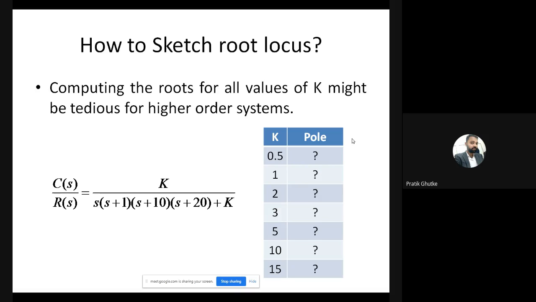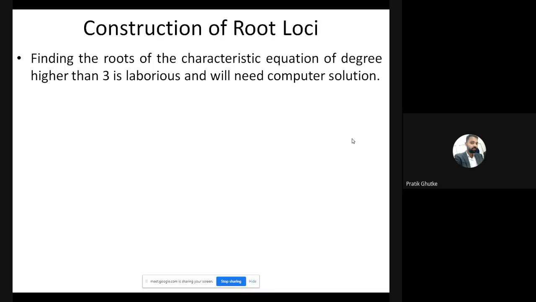So this numerical is based on simple poles, and four poles are there, and no zero is there. So we can compute that. The construction of root loci, finding the roots of a characteristic equation of degree higher than 3, is laborious or tedious. It will need a computer solution.